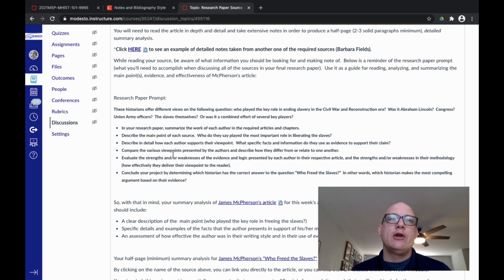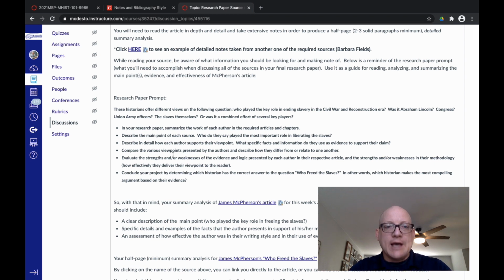And then ultimately, you're going to be evaluating the strengths and weaknesses of the evidence and logic presented by each author, and then ultimately determining which one you think was the most effective and why. All right, so that's what you're doing in step 3. In step 2, you're pulling out all of the information you're going to need to accomplish that. And so you can do this in note form and in bullet point form, whatever it might be. You don't have to write out full paragraphs or a full essay. That's going to be step 3.